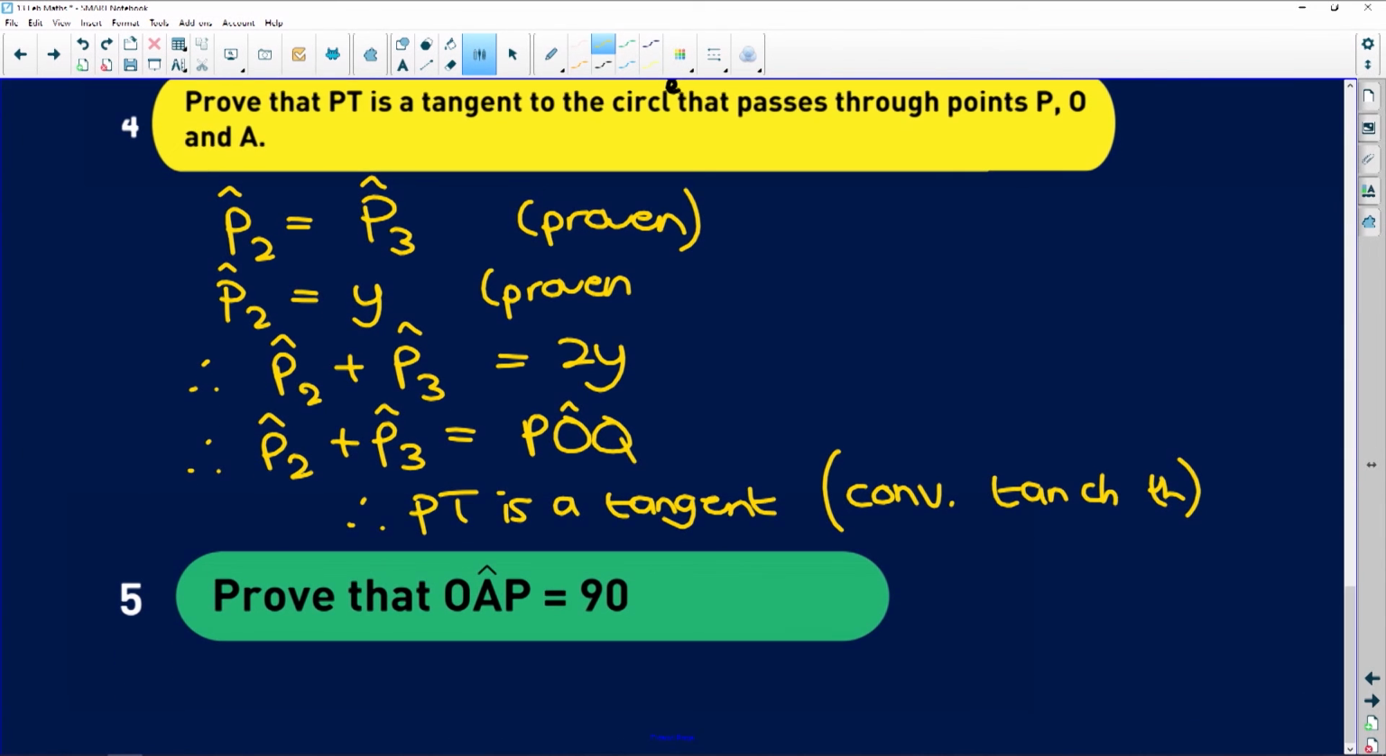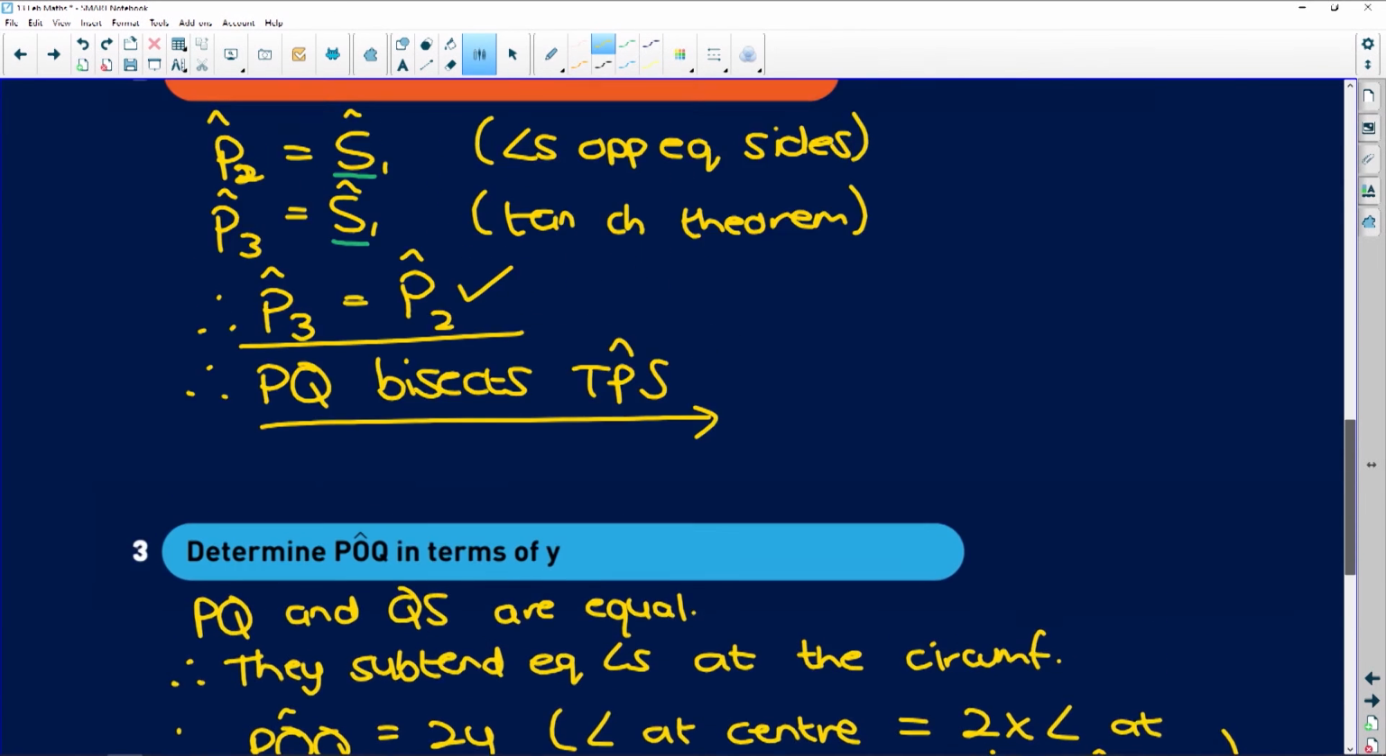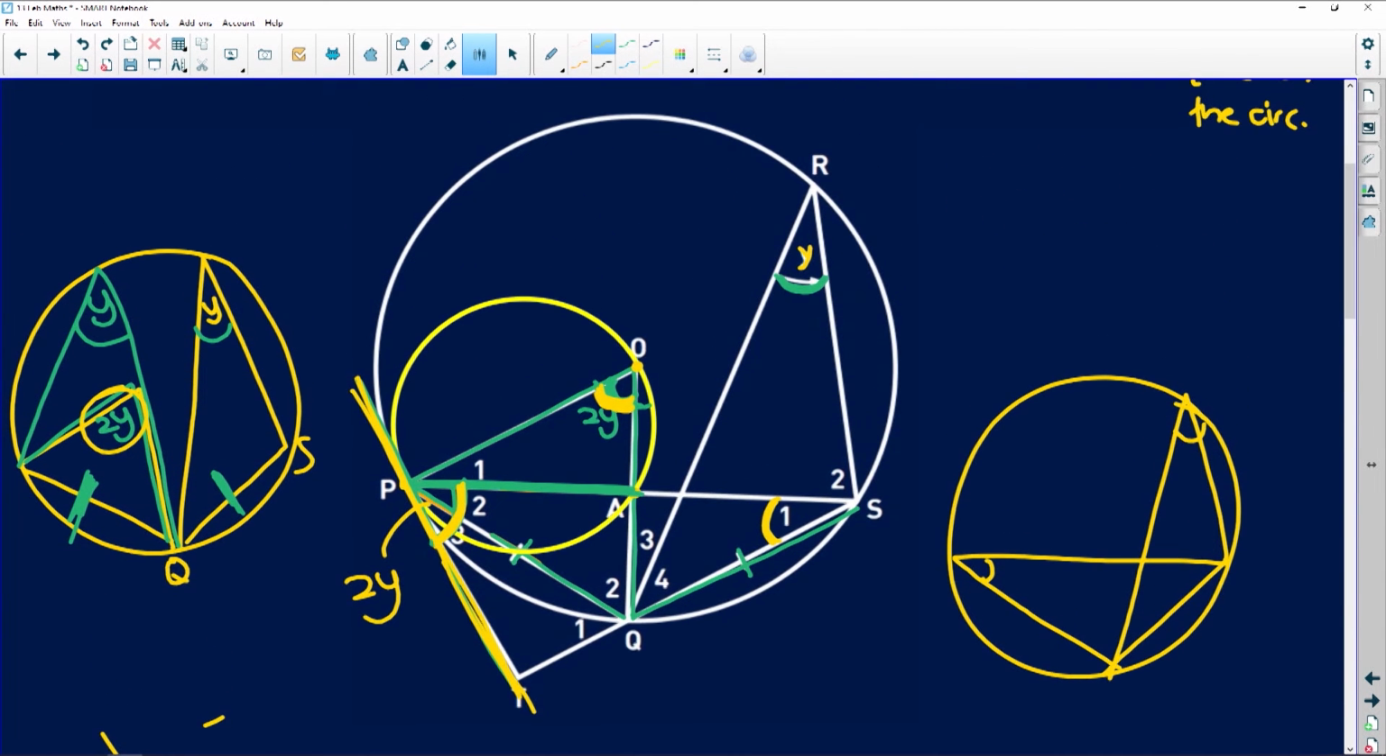And lastly, it says, prove that OAP is equal to 90 degrees. Okay, so guys, I'm running out of time for this question, but OAP, where does this sit? OAP is this angle over here. So what you could do, guys, is you could start proving other relationships. So if you look over here, in our big circle, I hope you agree this is a radius, okay? And that means that this angle here is 90 degrees because a tangent is always perpendicular to the radius.